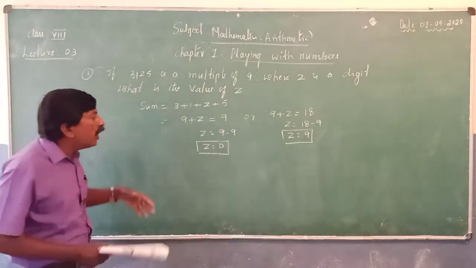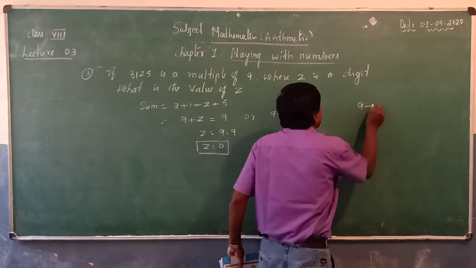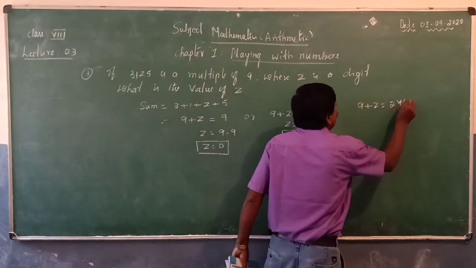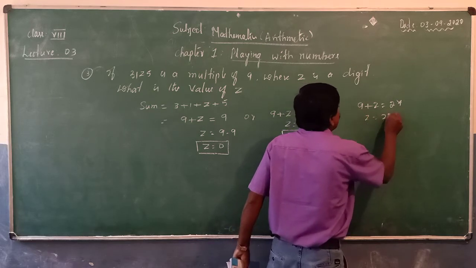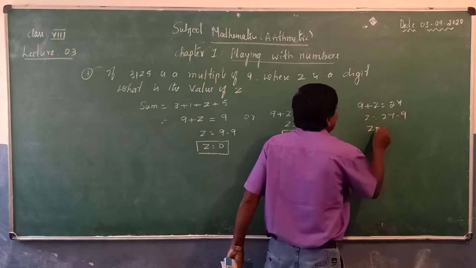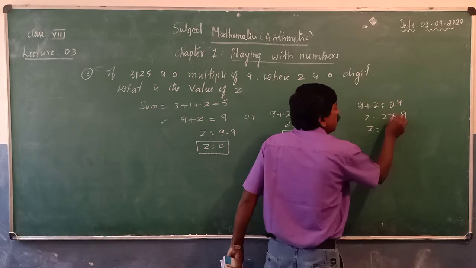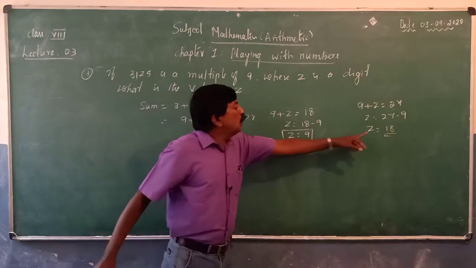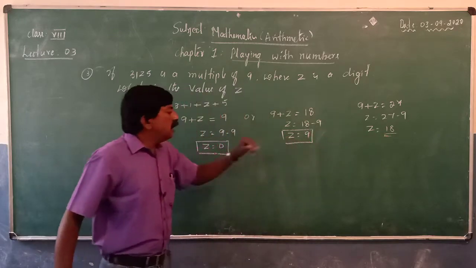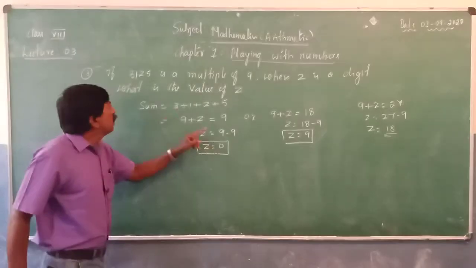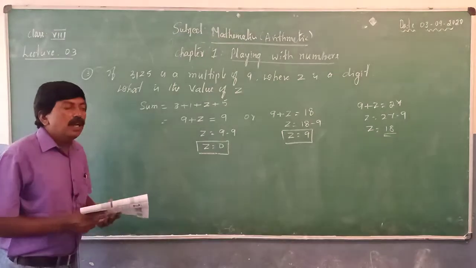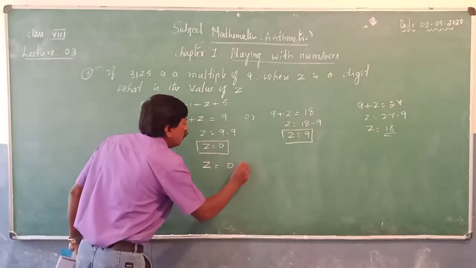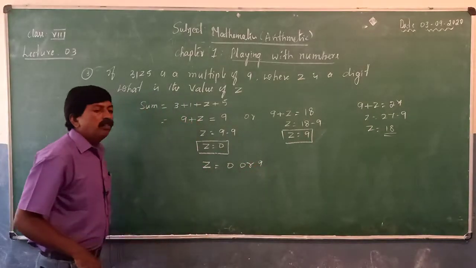So 9 plus Z is equal to 27. Observe here. So Z is equal to 27 minus 9, Z is equal to 18. 18 is a two-digit number. 9 is a single-digit number. 0 is also a single-digit number. Therefore, Z is equal to 0 or 9.